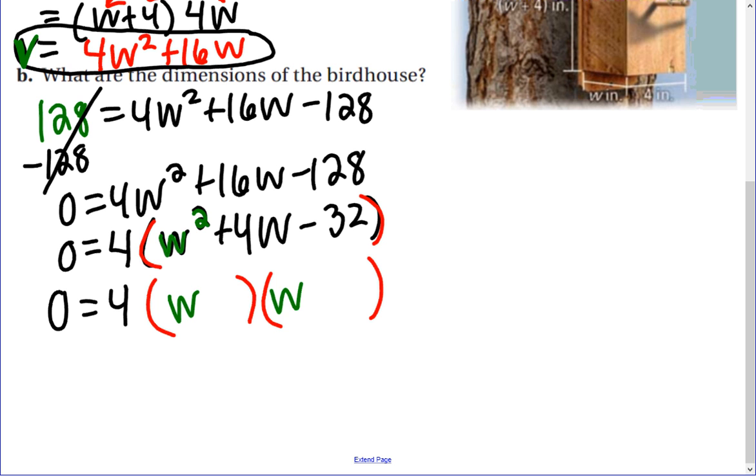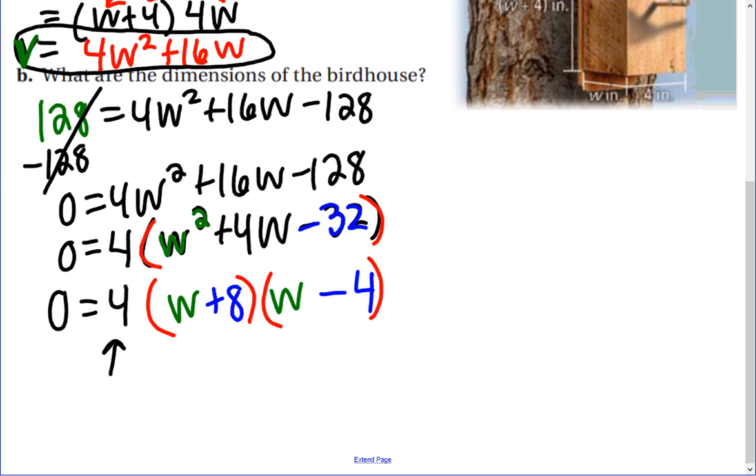Negative 32, well, we want it to multiply to negative 32 and add to 4. So that sounds like it will be 8 and 4. And we want positive 4. So we want positive 8W minus 4W to give us positive 4W. Outer plus inner. All right, and now to solve this, we set each factor equal to 0.